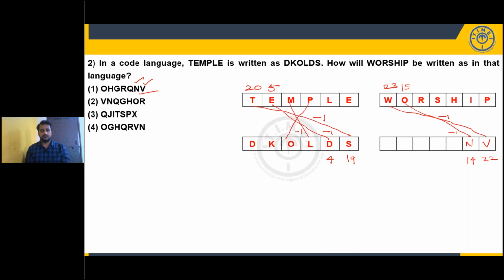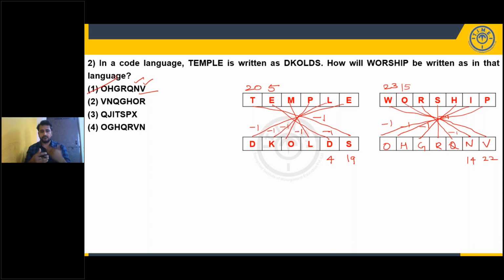P is 16, O is 15, minus 1. L is 12, K is 11, minus 1. These are place values. E is 5, D is 4, minus 1. Apply the same logic here. R is 18, minus 1 is 17, which is Q. S is 19, minus 1 is 18, which is R. H is 8, minus 1 is 7, which is G. I is 9, minus 1 is 8, which is H. P is 16, minus 1 is 15, that is O. So OH, G, R, Q, and V, it is perfectly matching with your choice one.